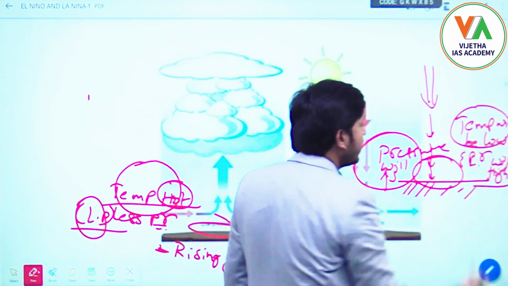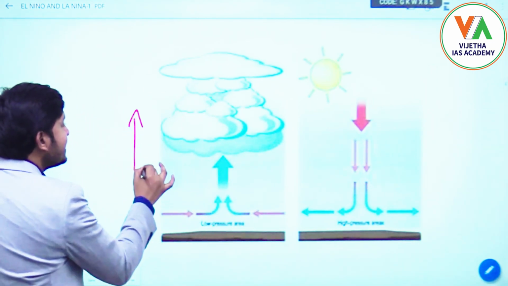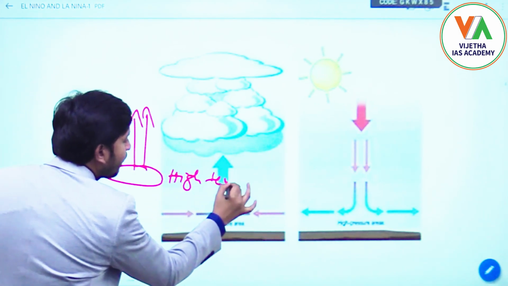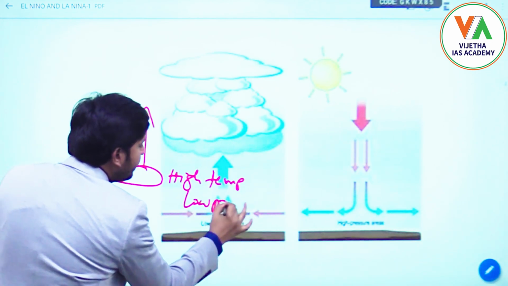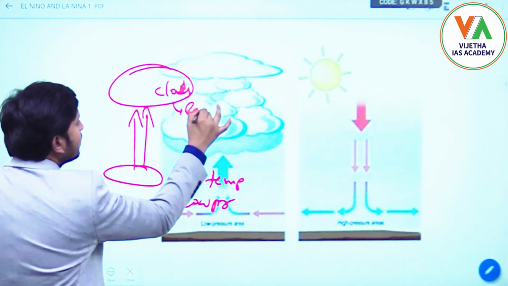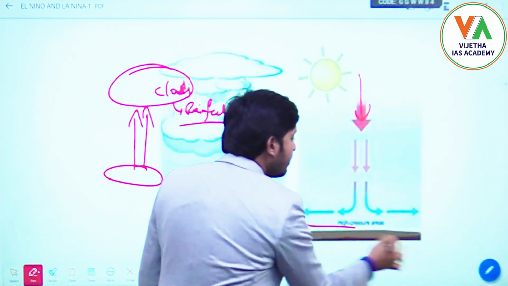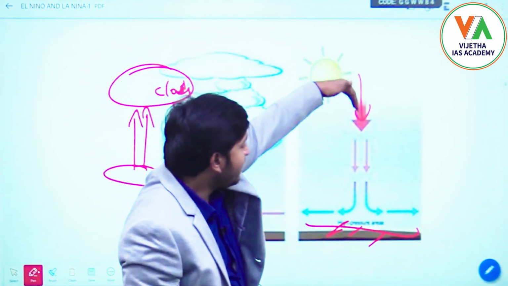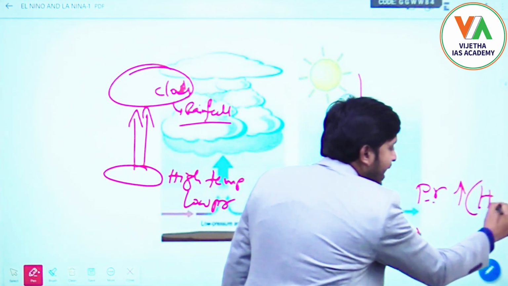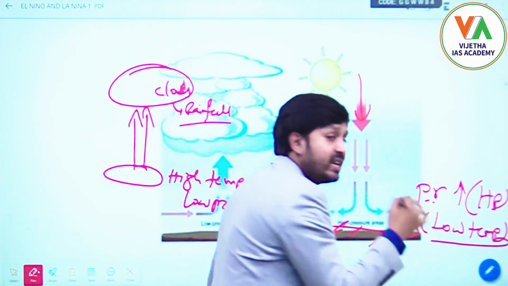So if you see in these two cases, wherever air is rising because of high temperature and low pressure, this will lead to the formation of clouds and associated rainfall. But wherever the air is descending, the air will start hitting the surface, so pressure will increase, so there will be high pressure and also there will be low temperature associated with this phenomenon.